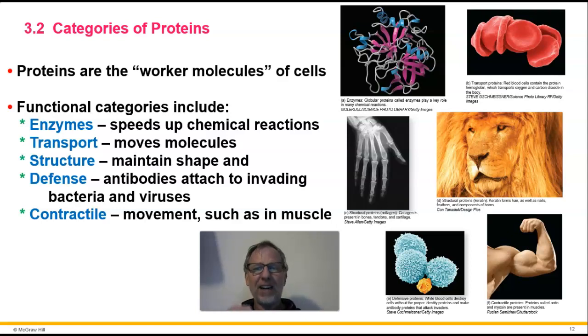protein group. Contractile. When something contracts, that means it gets shorter. And that's what happens in your muscles: very long proteins contract, they get shorter, and that's what makes your muscles move. That's how you're able to move your fingers, that's how you're able to move your mouth or whatever, is contractile proteins, such as what's in muscle. So be familiar with these 5 functional categories and be able to briefly describe what each of them does, like I've done on this slide.